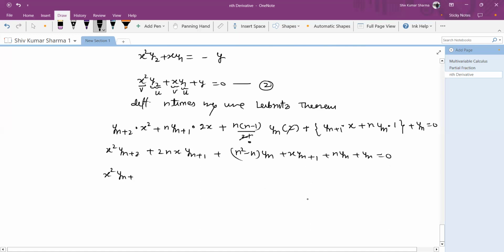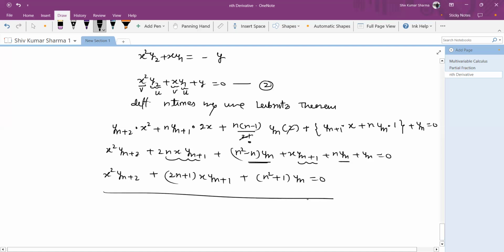So x square into y_(n+2) plus we can take x y_(n+1) common from these two terms. So (2n plus 1) x y_(n+1), plus from this term we take y_n common. So this can be written as (n square plus 1) into y_n is equal to 0. So this is the proof.